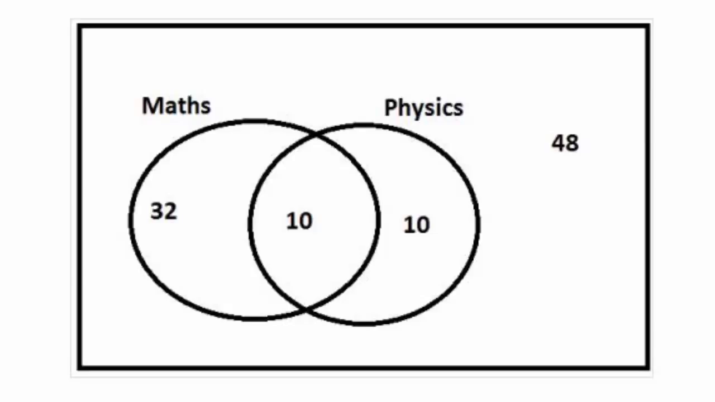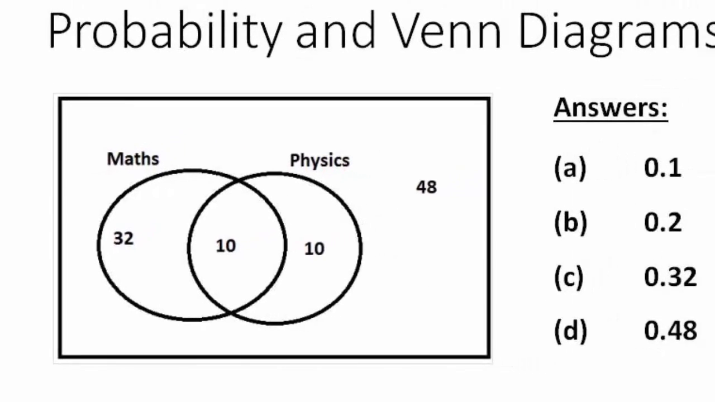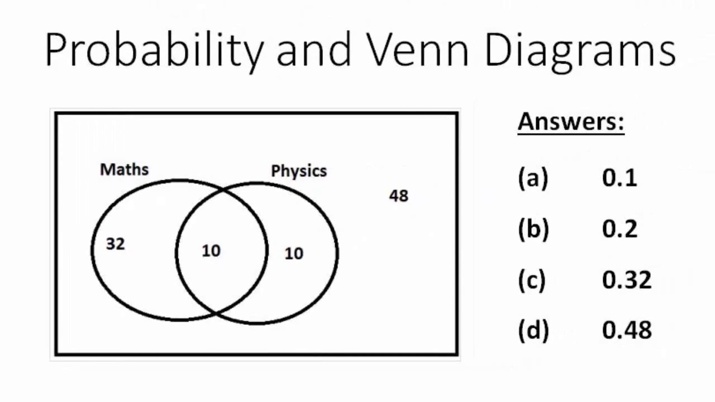Now, once you've drawn a Venn diagram, it's relatively easy to work out the probabilities. Our first question was, find the probability that a student studies physics and maths. Well, that would be 10 out of 100, or 0.1. Our second question was, find the probability that a student studies physics. Well, that's pretty easy as well, because that's just going to be 20 out of 100. We didn't really need the Venn diagram for that.